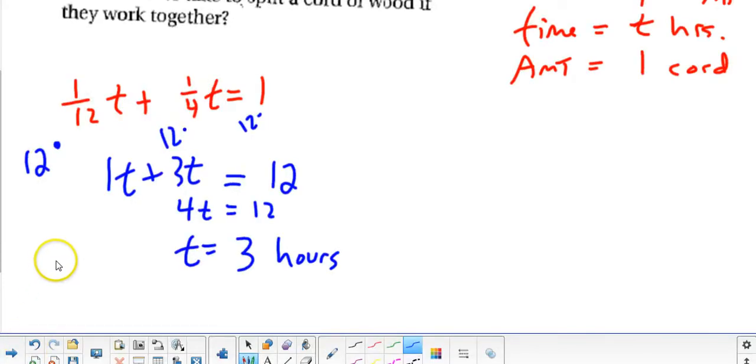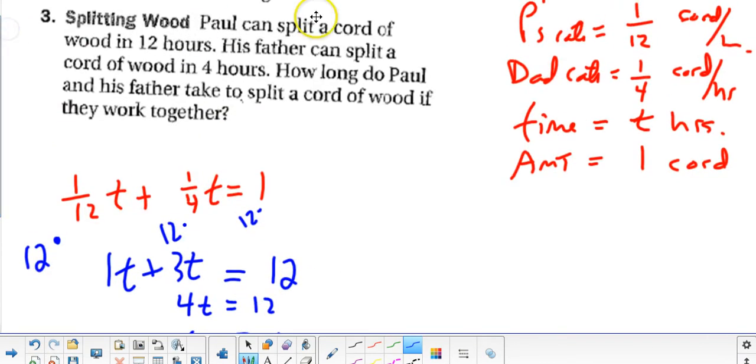All right, so hopefully you also answered it similarly. I've got over here that Paul's rate is going to be 1/12 of a cord per hour, and his father is going to be 1/4 of a cord per hour. Again, they can complete the whole job in this time. The time we don't know, so that's T hours, and then the amount is 1 cord of wood.